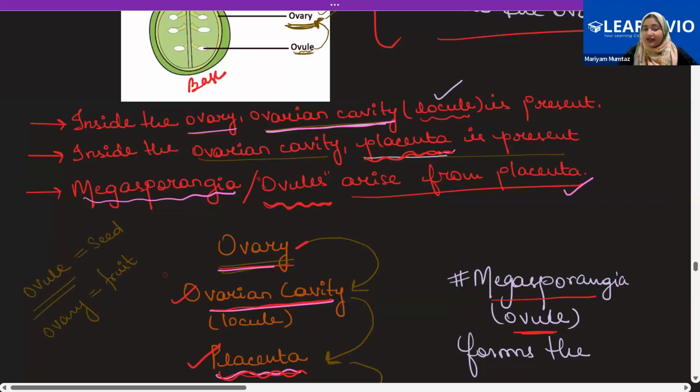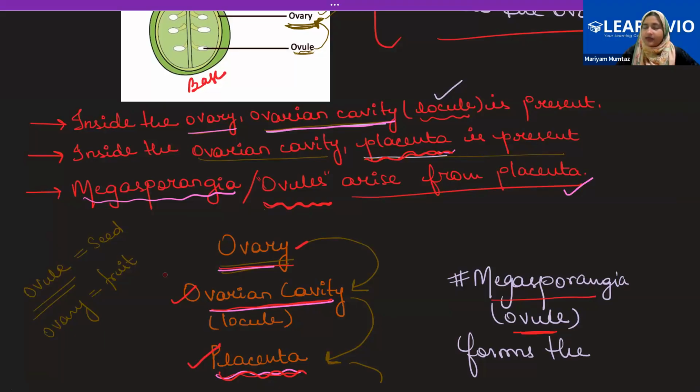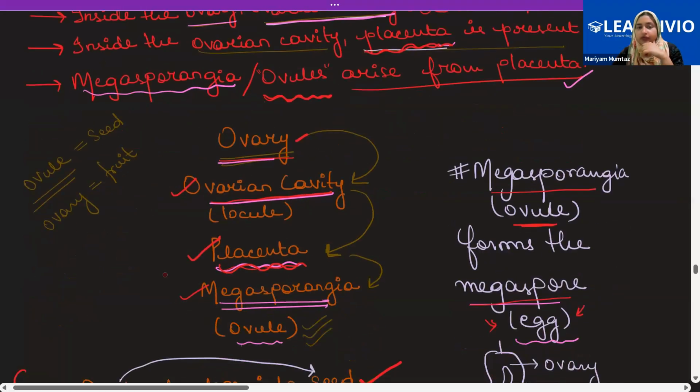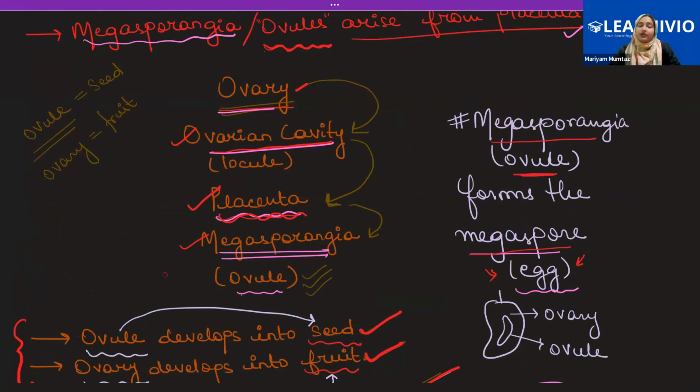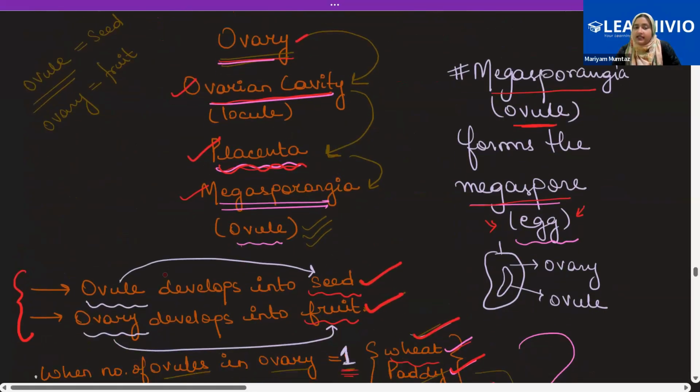Now, this ovule is actually the megasporangia, just like how inside the anther of the stamen there was microsporangia, if you remember. So, in the female, there is megasporangia, which is formed from the ovule. This is the sequence that you have to remember. Ovary, inside the ovary there is the ovarian cavity, also called the locule. Then inside the ovarian cavity there is the placenta, and arising from the placenta is the megasporangia.